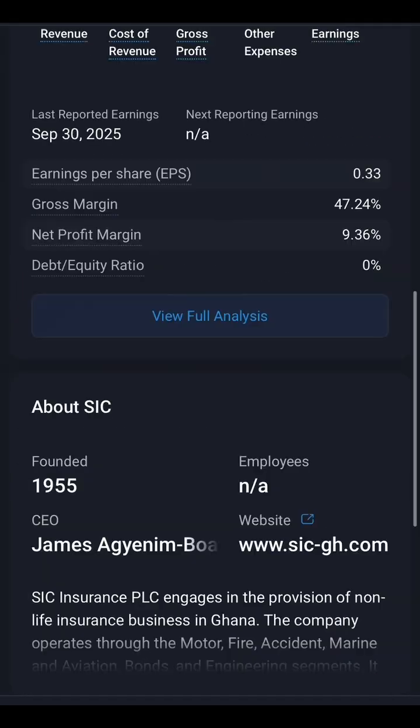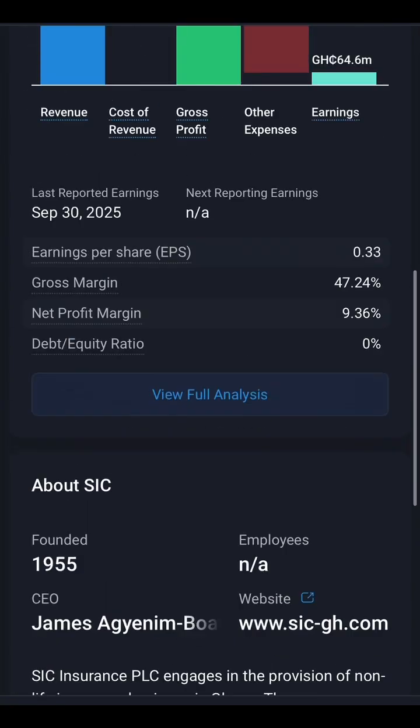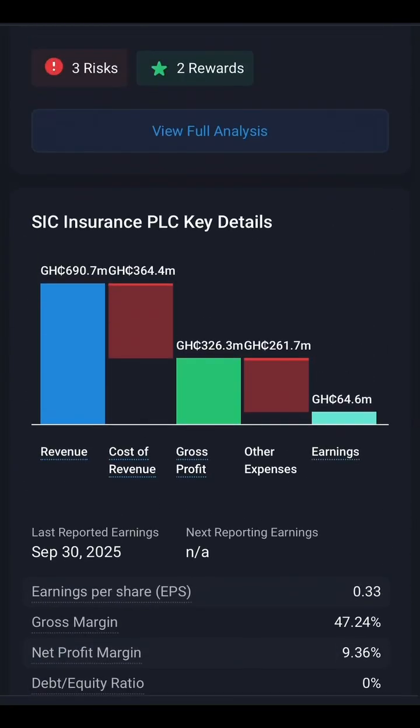So let's come to the stock community. You can see this is the stock community. It tells you the revenue, the earnings, the cost of revenue, that's the amount it incurred generating that revenue, the total expenses, and then the gross profit. So this is just the information about SIC PLC, that's the insurance company, one of the insurance companies in Ghana.